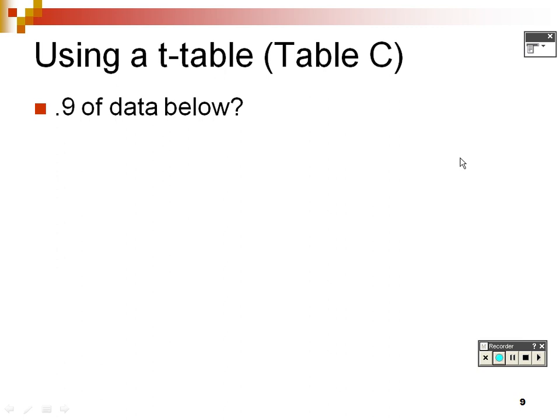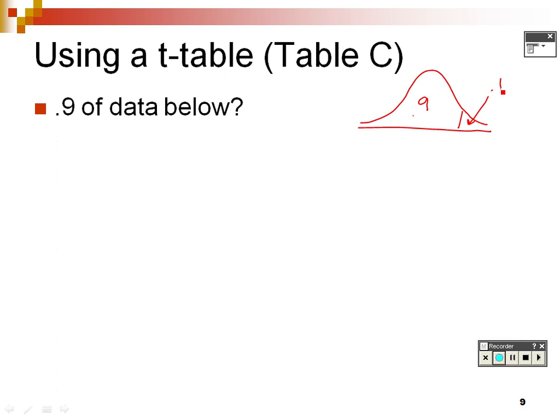What's the t-score that goes with 0.9 of the data below? If this was a z that we were looking at, then we can answer the question right now. Because it's a t, we can't. Here's our distribution. Here's 0.9 down here. Now that's not the number that you're going to use because the t-table gives you the data up here. So you're going to use 0.1 instead.